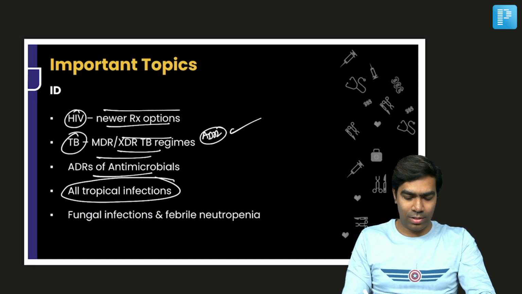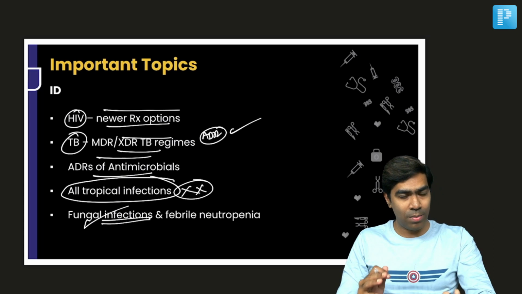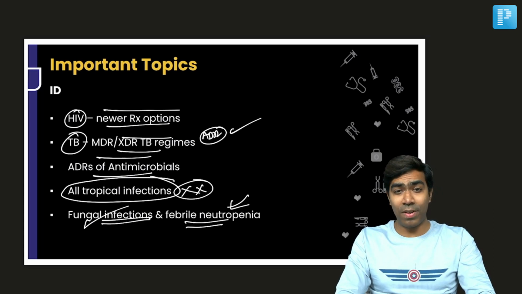and all the tropical infections should be at your fingertips, including COVID as of now. And fungal infections, especially with regards to Candida and Aspergillus, is very important for exams. And in the recent papers, you're seeing a lot of questions on febrile neutropenia as well.